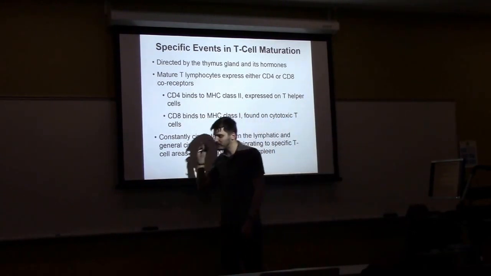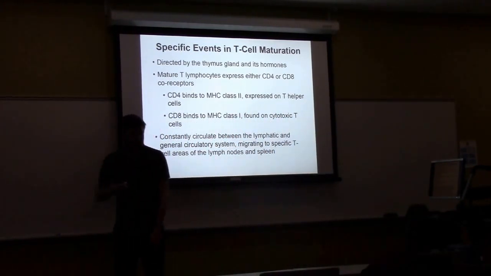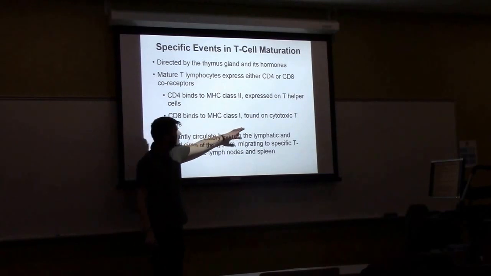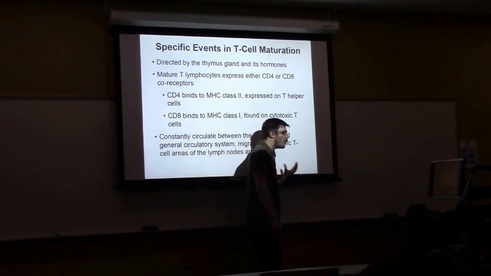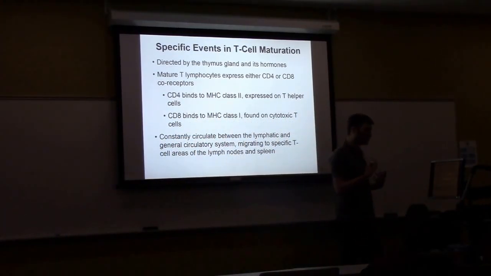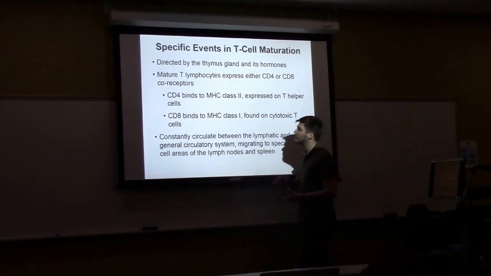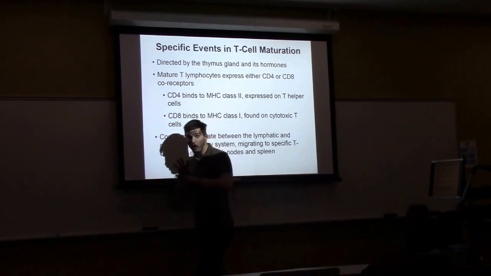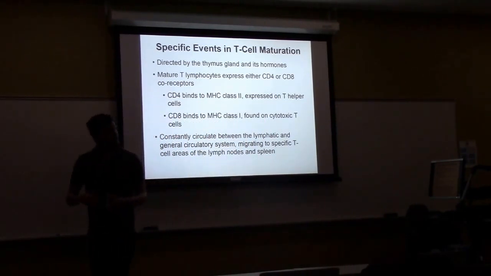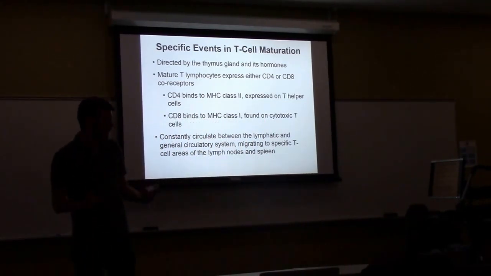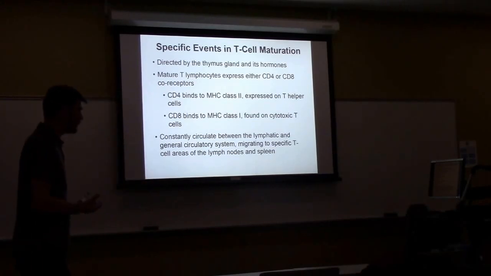CD8 binds to MHC class 1. And CD8 cells are what we call cytotoxic. These are the cells that will destroy any abnormal or virally infected cells in the body. Okay? And that makes sense because MHC class 1 is found on all nucleated cells, and these are the cells that may actually develop a viral infection or be abnormal. Okay?